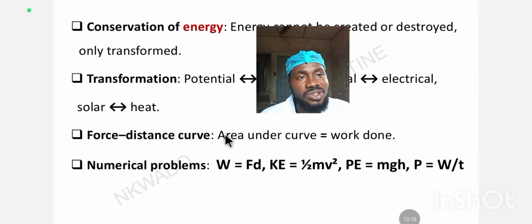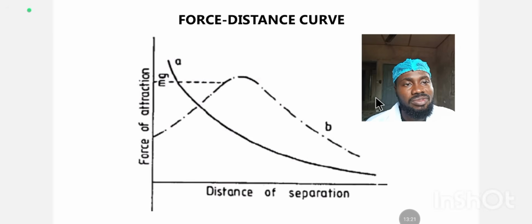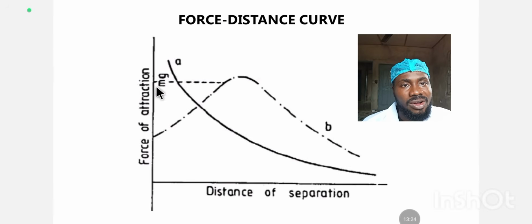Now let's look at the force distance curve. This is the diagram of the force distance curve, and on this y-axis you have the force. On the x-axis, which is horizontal here, you have the distance of separation. Remember what it states. It states that the area under the curve, this is the curve, this is the force distance curve, not this broken line, this broken line is used to represent something. This area under the curve, from here up to here, is the work done in this force distance curve.